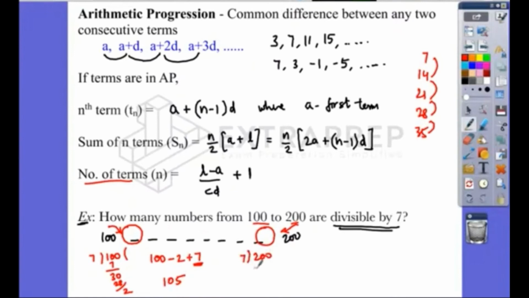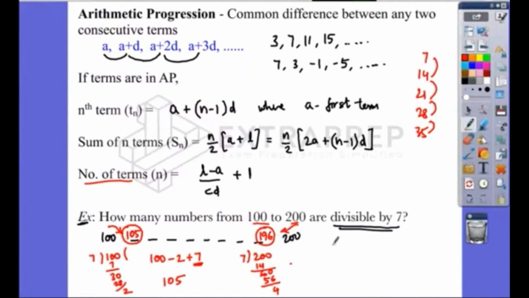Divide 200 by 7. 2 times 14. 6 is the remainder. 0 comes down. 56 gone. 4 is the remainder. So you subtract the remainder here and you get 196 as the last number. So you got the first number as 105 and the last number as 196.